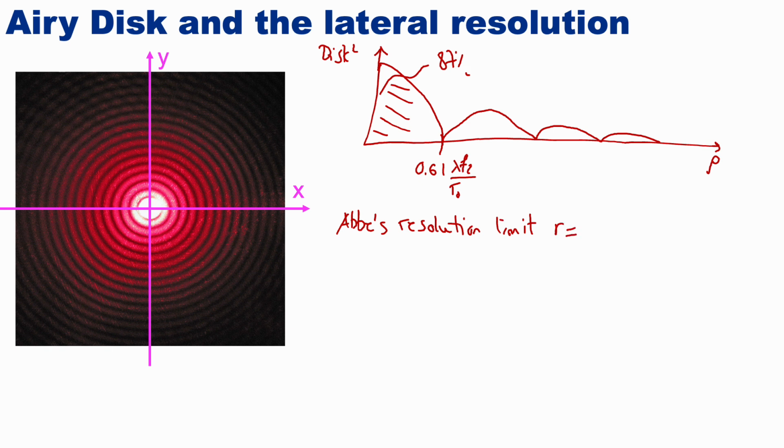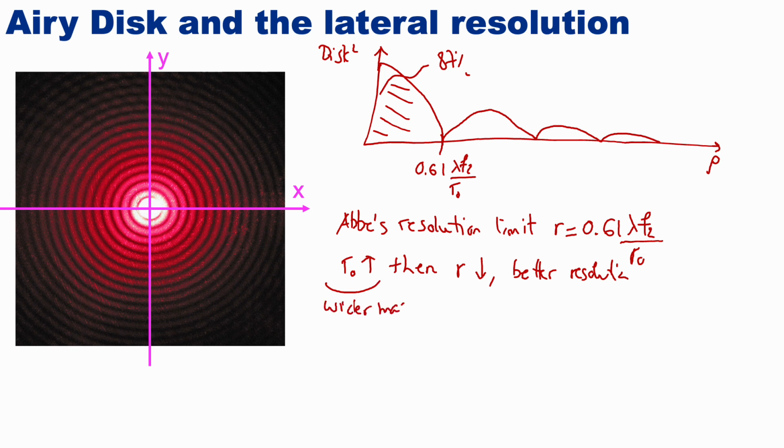They say that the minimum distance that we can resolve is defined when we are at the first minimum. And you see that if the radius of your mask increases, then the minimum distance gets reduced, so that's going to be better resolution. Increasing the radius of the mask makes a wider mask, so we can capture more spatial frequencies of the object.